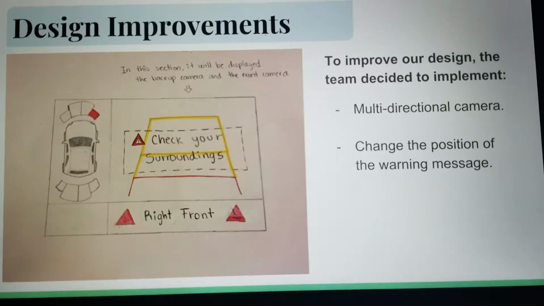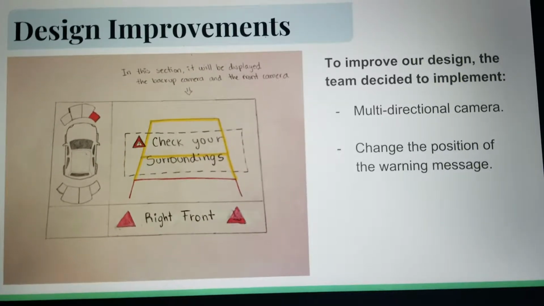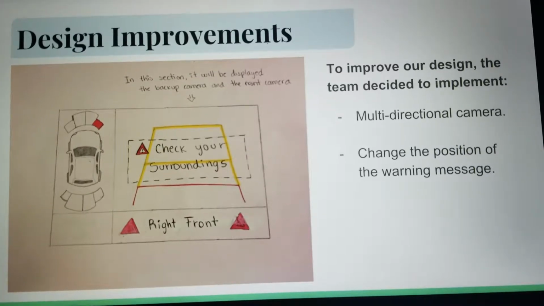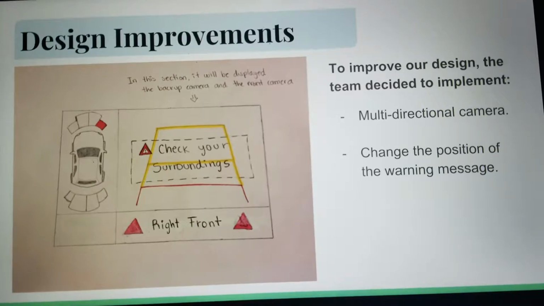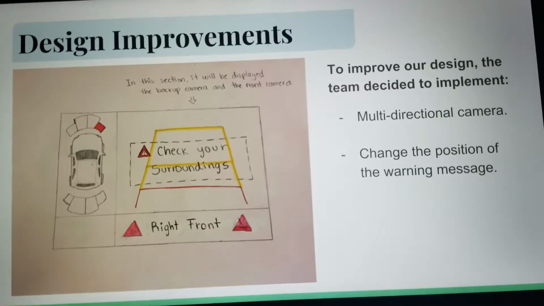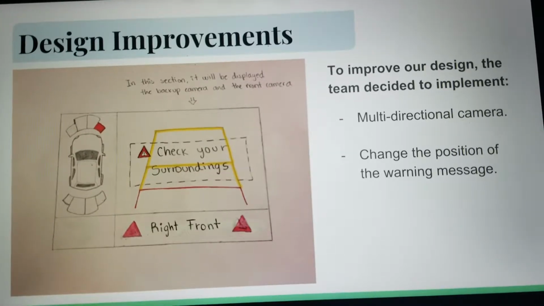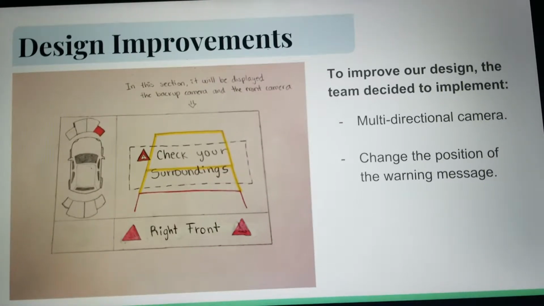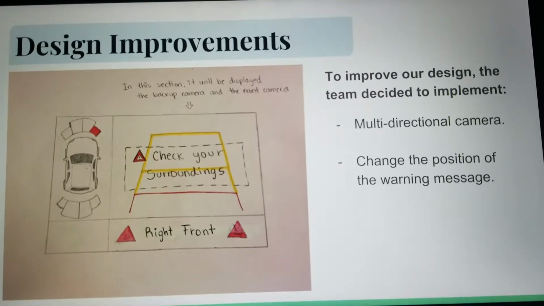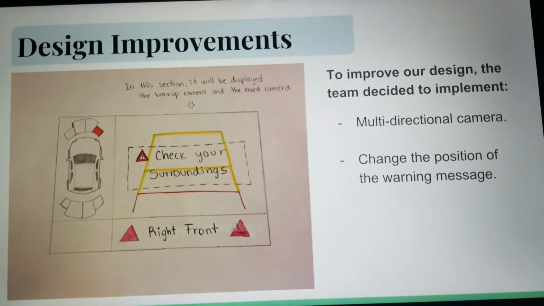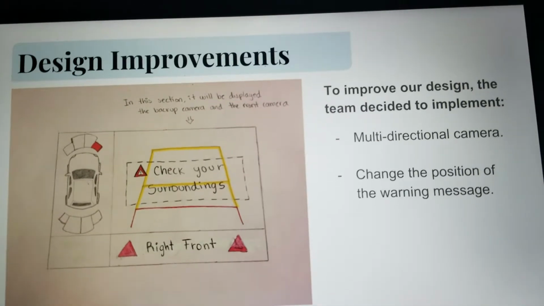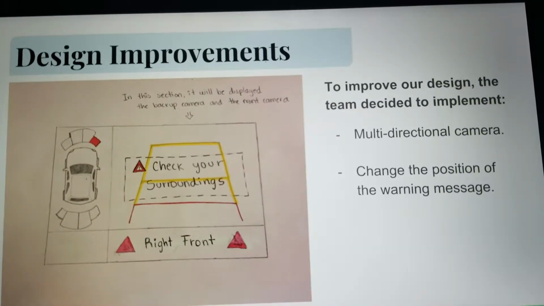Another improvement is to change the warning message that is displayed at the bottom to the center of the screen. This is shown in the photo. The message will be the same as previously designed, but it will be displayed in the center of the screen and it will be blinking to get the driver's attention. Since the warning message was moved, there will now be another message displayed at the bottom of the screen. As you can see in the photo, the message will be either right front, center front, left front, right back, center back, or left back, to further alert the driver in what direction the pedestrian is crossing.